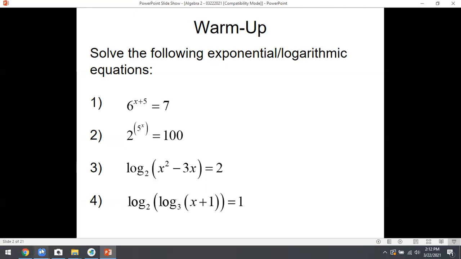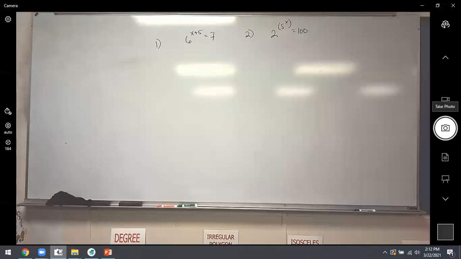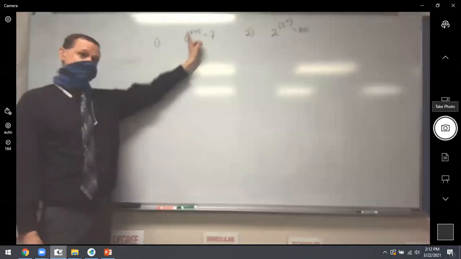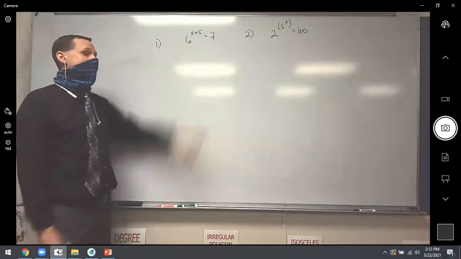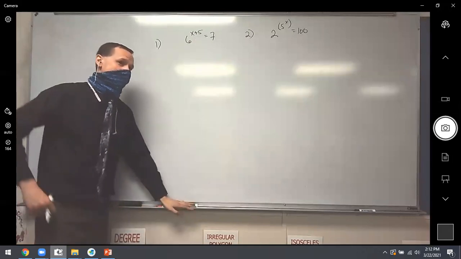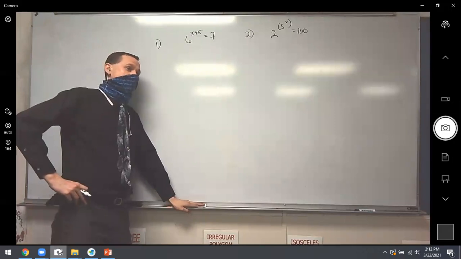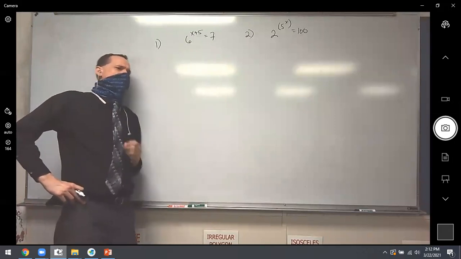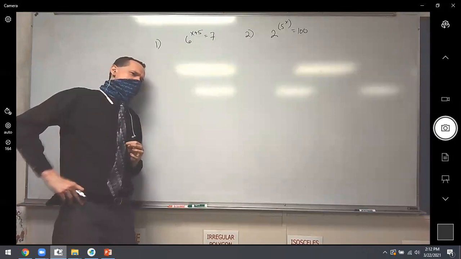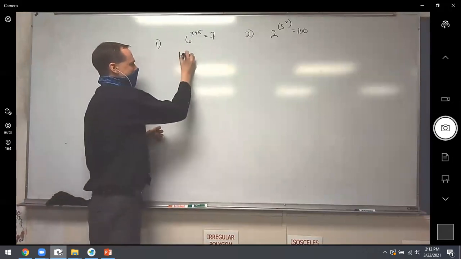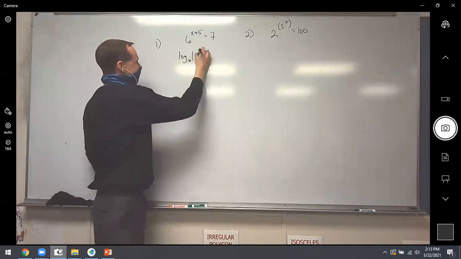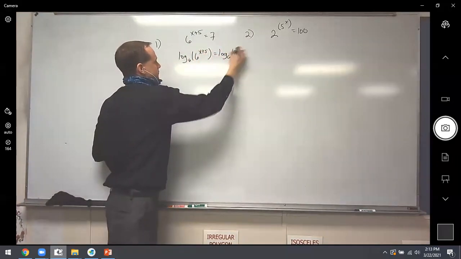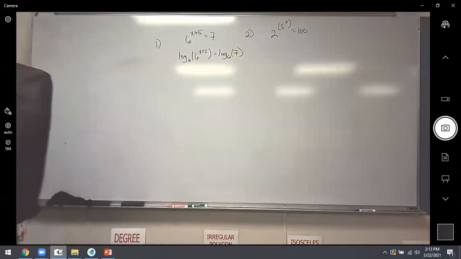Solve the following equations. So number one, we got ourselves an exponential. Do you agree? That's an exponential. It's got an exponent, right? How do you want to do an exponential? What's the inverse function for an exponential? Logs. Very good. What base is this exponential? So I will use a log with a base of 6. Okay. So you take a log with a base of 6 of this side, which means you need to take a log with a base of 6 of the other side. You have to. Can't just do it to one.